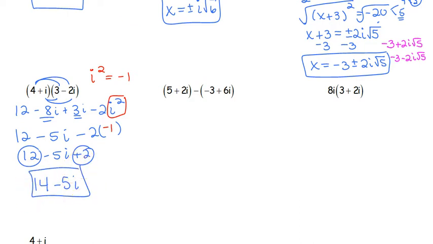And don't forget that your expression here needs to be in standard form. That's your number plus your imaginary component. And obviously this is adding a negative 5, so it doesn't matter if that's a plus or minus.